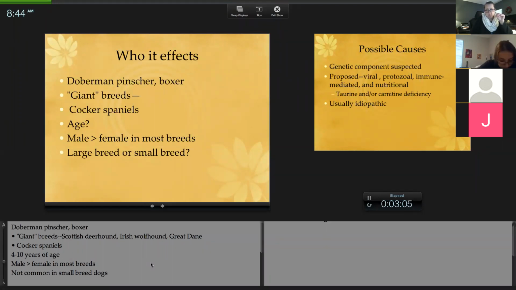And males are more affected than females. Not that a female can't get it, but it's usually males, and ages are usually about 4 to 10 years old on average. But this is definitely more of a large breed disease. We don't see it as much in the small breeds. When we get into mitral valve disease and murmurs, that tends to affect the smaller breeds a little bit more.